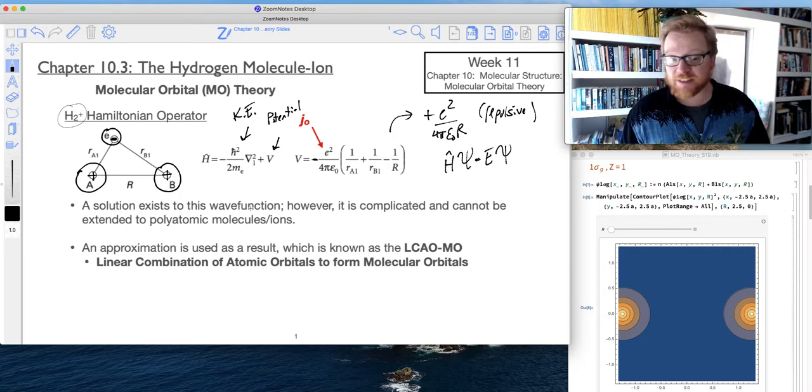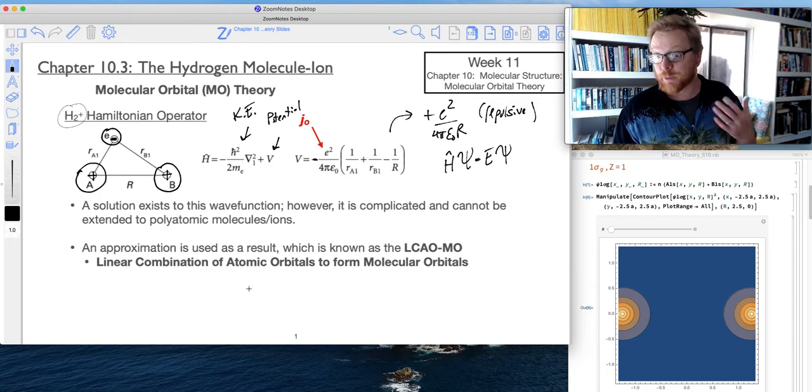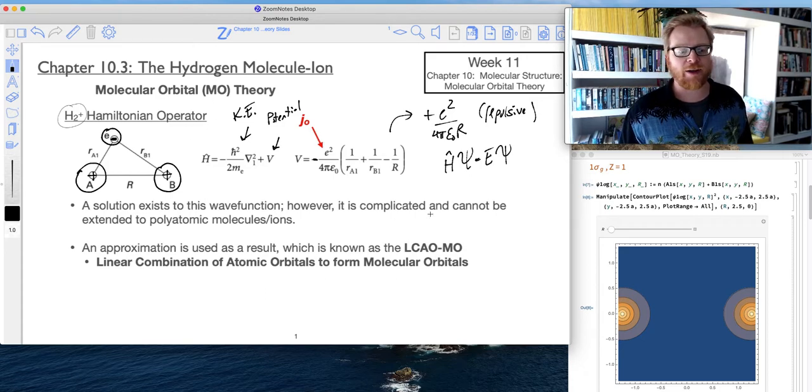And a solution does exist for this. However, it's complicated, and it can't be extended to polyatomic molecules or ions, so more than just our simple linear molecules, okay? So several approximations have to be used. So the main approximation that we're going to discuss in MO theory is known as the LCAO-MO. And that is the linear combination of atomic orbitals to form molecular orbitals, okay?